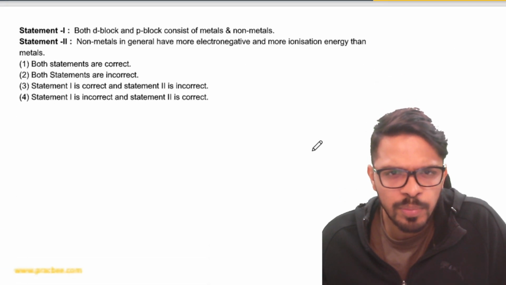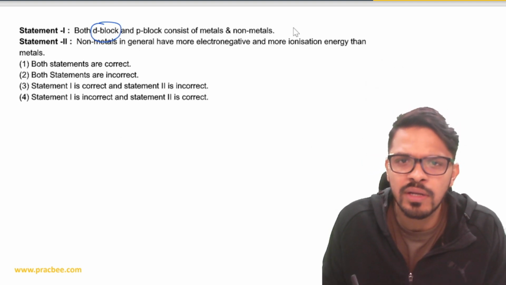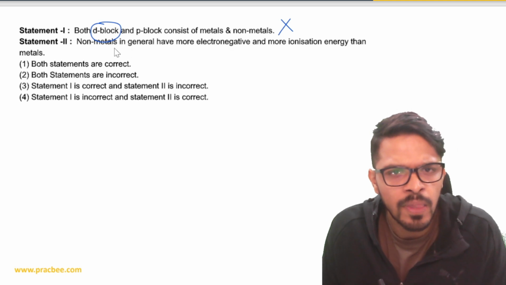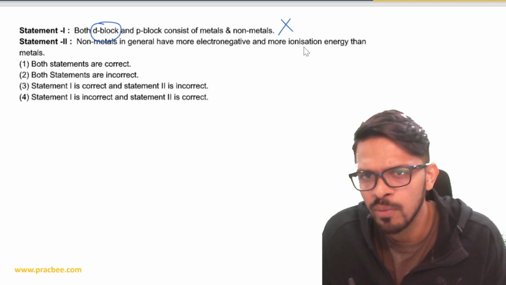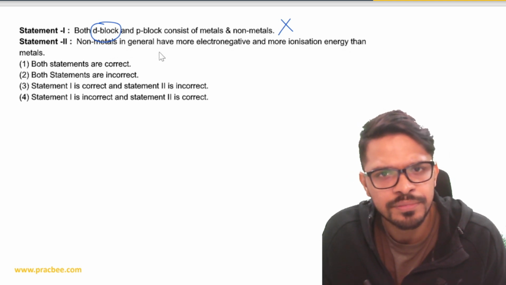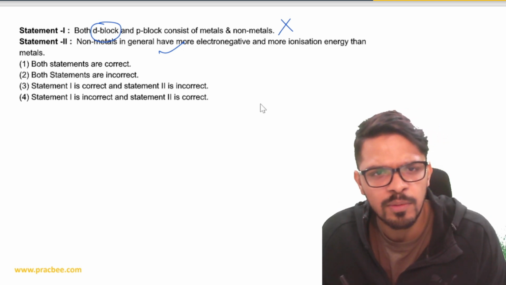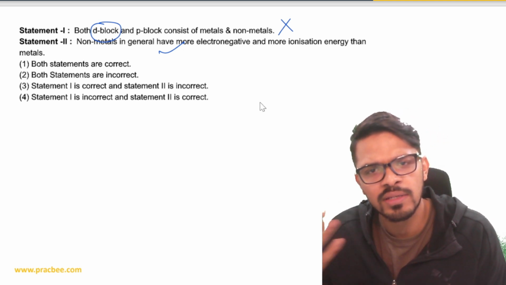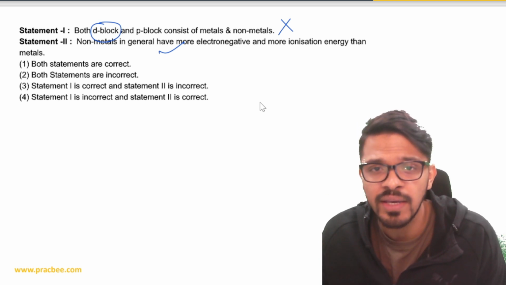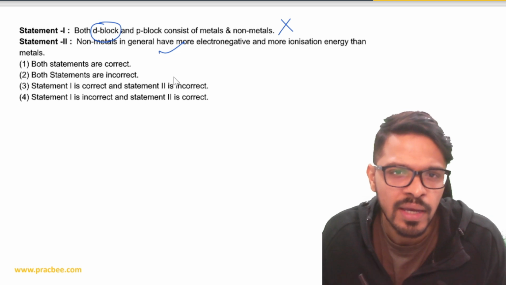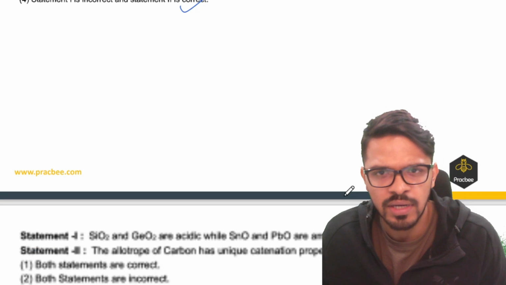Both d block and p block consist of metals and non-metals. Useless statement, d block is purely metals, right? This is incorrect. Non-metals in general have more electronegativity and more ionization energy than metals. Yeah, that is correct. They are present on the right hand side. P block elements, most of them are non-metals, and since most of them are non-metals, in the above periods they have high electronegativity and high ionization energy. So incorrect and then correct. Fourth is the correct answer.